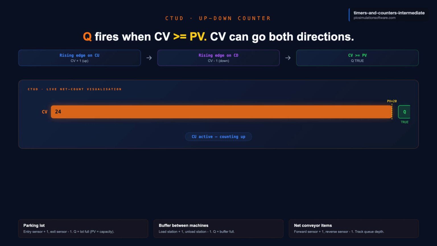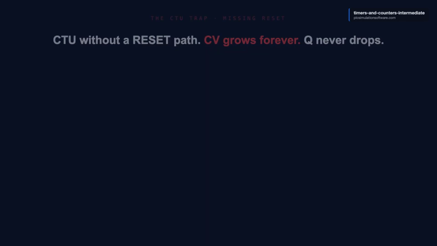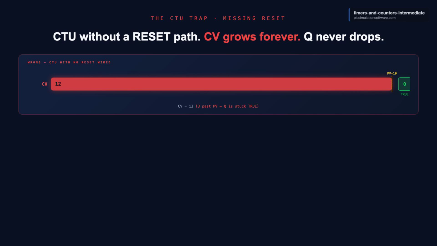Vehicles in a parking lot, where each entry sensor increments and each exit sensor decrements. Units in a buffer between two machines, tracking how much work in process is queued. Items moving between 2 points on a conveyor where some go forward and some go back. CTUD is what you reach for when the count goes both directions. The simulator shows all three counter outputs visible at once on the same rung, so you can see exactly when each fires.